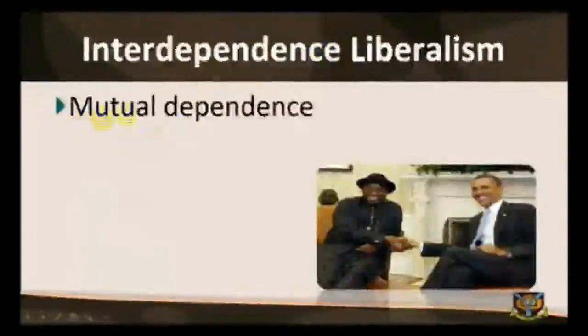Interdependence means mutual dependence. That is, people and governments are affected by what happens elsewhere, by the actions of other people in other countries. Examples that can come to mind include terrorism, HIV and AIDS, environmental degradation, etc. In other words, a higher level of transnational relations between countries means a higher level of interdependence.